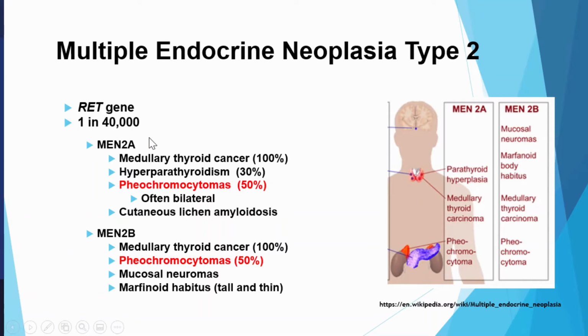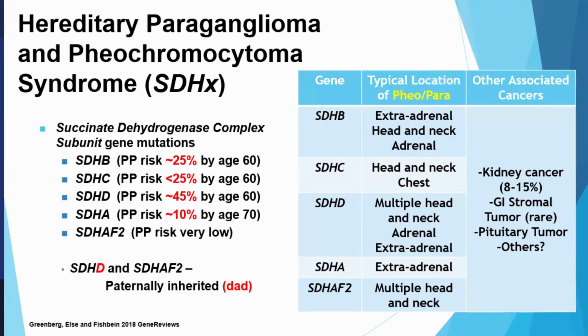In both types, the risk for medullary thyroid cancer, which is another type of neuroendocrine tumor, is almost 100%. In MEN2A, which is more common, about 30% will develop hyperparathyroidism, which is a condition that regulates calcium incorrectly. And about half the people with MEN2A will develop pheochromocytomas. MEN2B is similar, but patients are not as at risk for the hyperparathyroidism part of it. But again, overall, about 50% of people with MEN2 will develop pheochromocytoma, mostly in the adrenal glands.